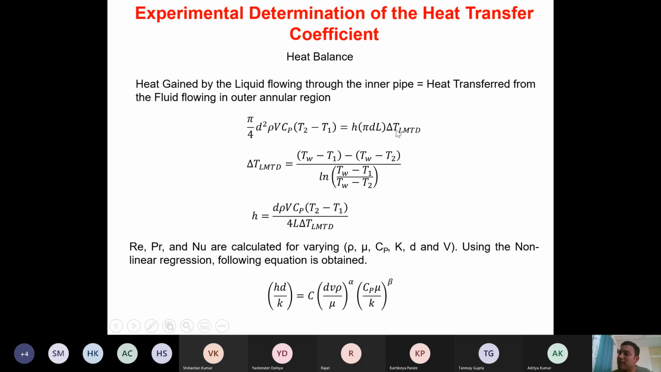Here instead of delta T I have used delta T LMTD. Why have I used delta T LMTD? That we will prove eventually at the end of this particular chapter. But for the time being, let's assume that I have written a correct expression. Why are we using delta T LMTD?